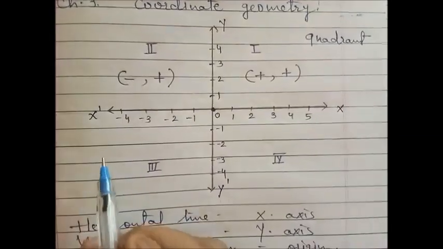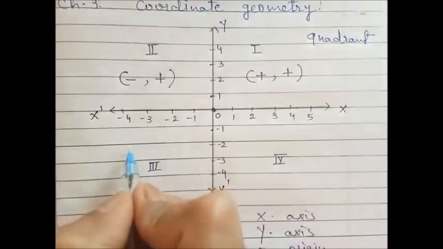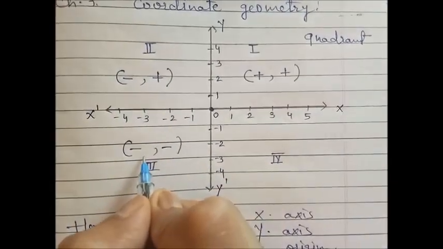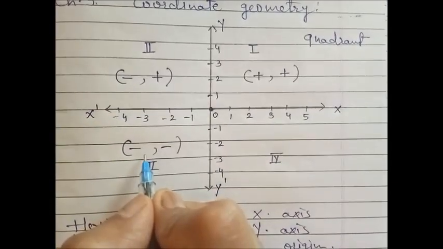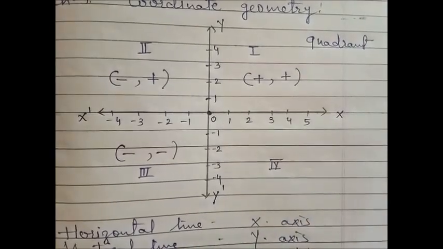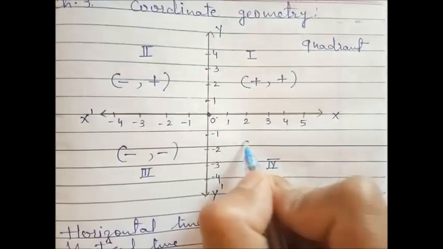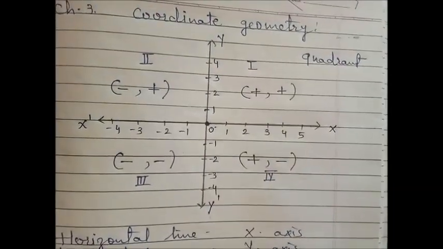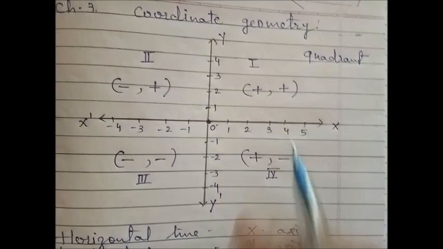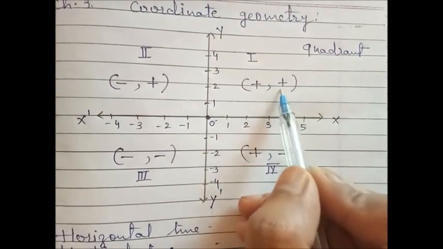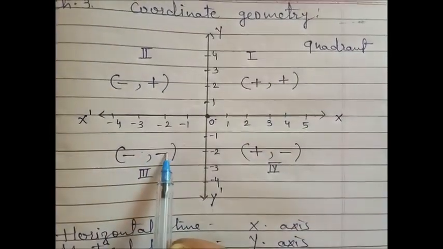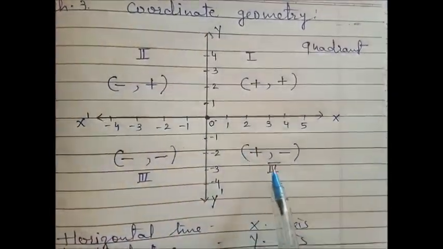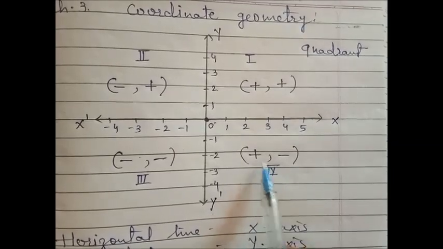Now for the third quadrant, see x is negative, and y is also negative. So for the third quadrant, both x and y will be negative. Now check the fourth one, x is positive, that is plus, and y is negative, that is minus, right? Now see properly, in the first quadrant both x and y are positive, and in the third both are negative. In the second, x is minus and y is plus, and in the fourth, x is plus and y is minus, right?